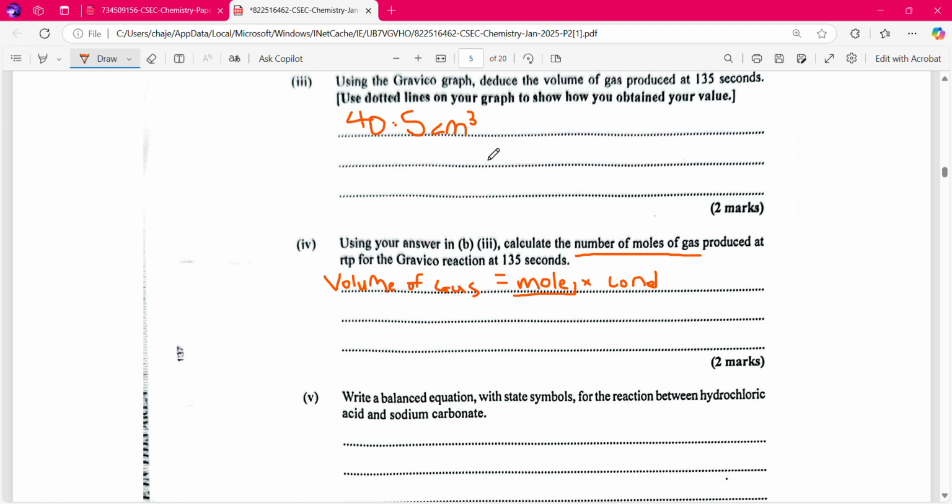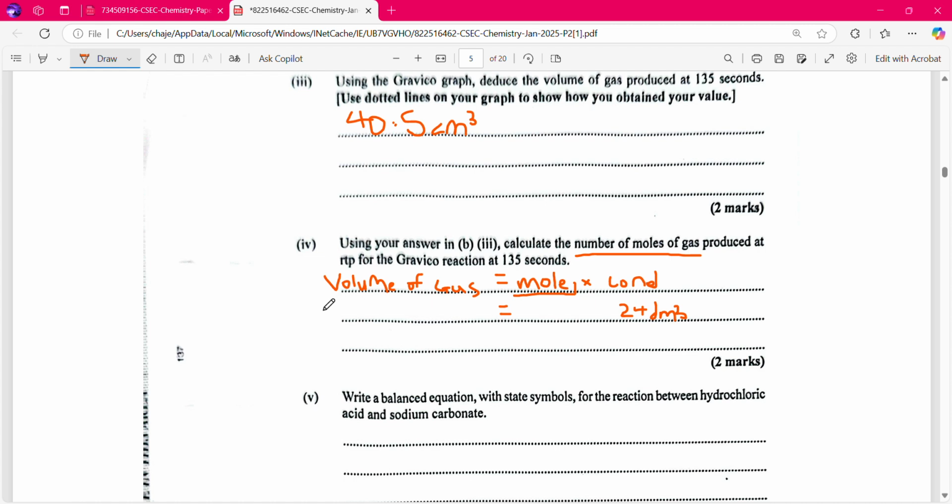Now, does anybody remember the value of RTP? Before I even add this in, what's the value of RTP? 24 dm cube. So the value of RTP is 24 dm cube, but the volume that they gave us is in centimeters cube. What do you want to do? Because it has to be the same unit. What are you going to divide by 1,000?